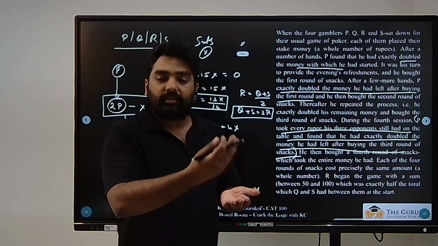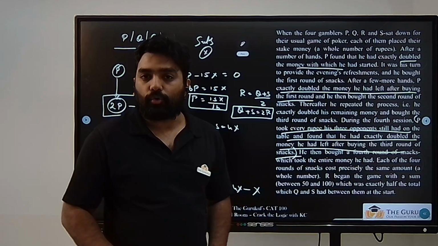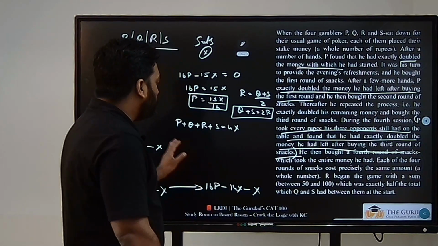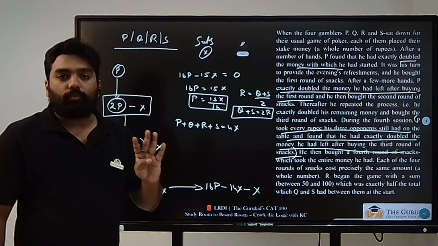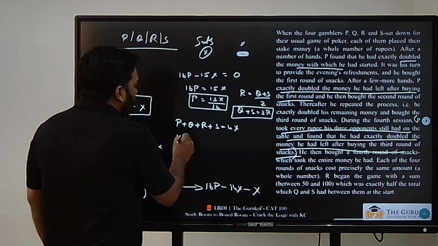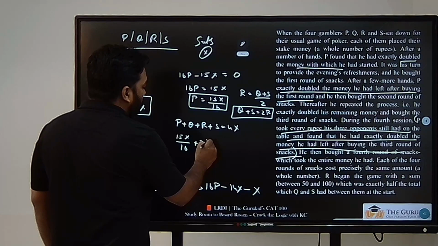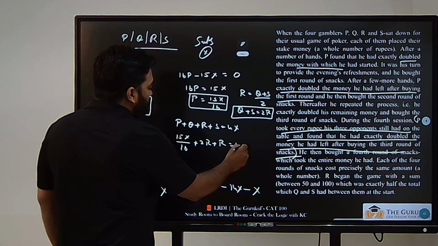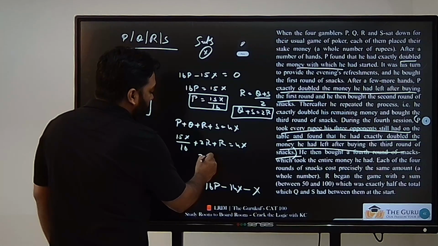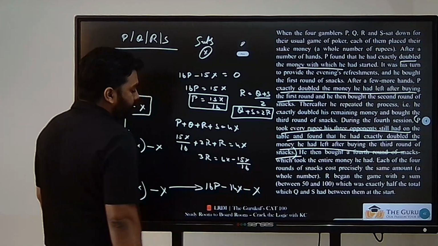So in the first rounds he is taking small amounts. In the fourth round everyone has 0 rupees, he has the total amount. That also is gone because he is spending it on the snacks. So the total amount with all the 4 people should be equal to the 4 rounds of snacks he is purchasing. Now, I know P equals 15X by 16 and Q plus S is equal to 2R, plus R is equal to 4X. So if I send 15X by 16 to the other side, 3R is equal to 4X minus 15X by 16.